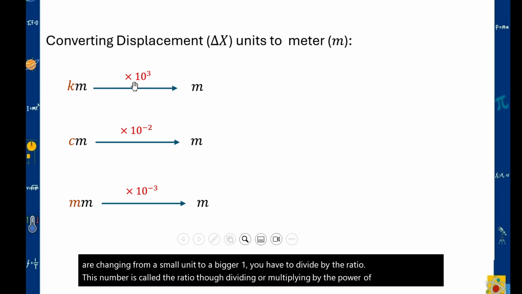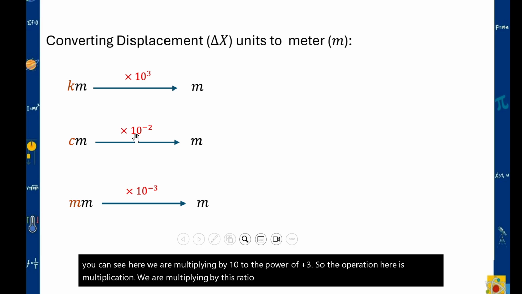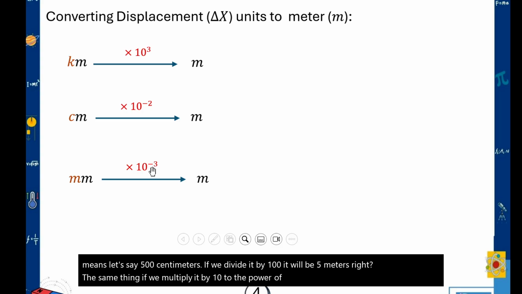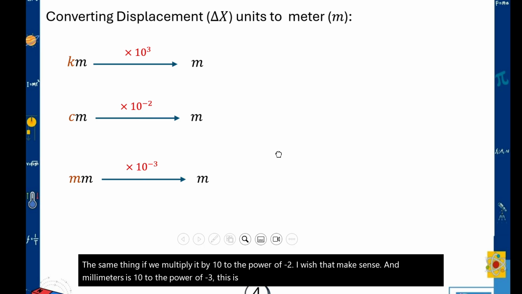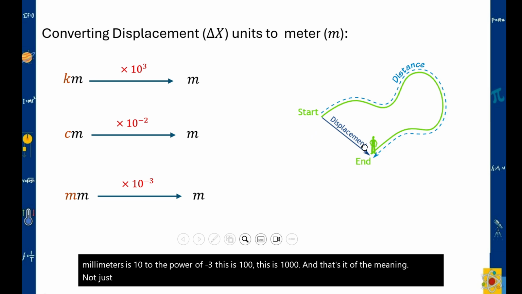As you can see here, we are multiplying by 10 to the power of positive 3. So the operation here is multiplication. We are multiplying by this ratio, while here we are dividing by this ratio, which means, let's say, 500 centimeters. If we divide it by 100, it will be 5 meters, right? The same thing if we multiply it by 10 to the power of negative 2. I wish that makes sense. And millimeters is 10 to the power of negative 3. This is 100, this is 1,000, and that's it. That's the meaning, not just that I put it because it was a nice picture.